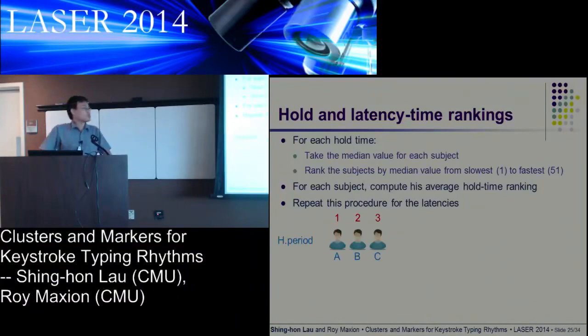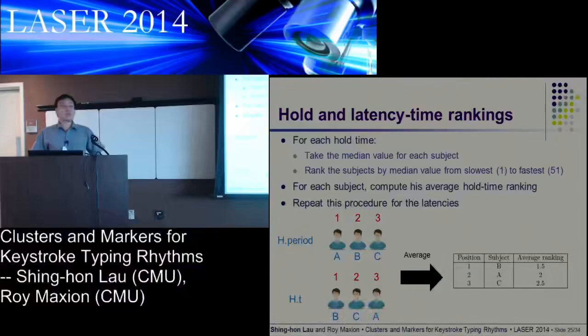So to give you a little visualization, let's say I have 3 subjects and 2 keystroke features. Say my first keystroke feature is the hold time on period. I rank order my subjects 1, 2, 3, and maybe it comes out ABC. I look at the hold time on T, which is my other keystroke feature. I rank order again 1, 2, 3, and this time it comes up BCA.